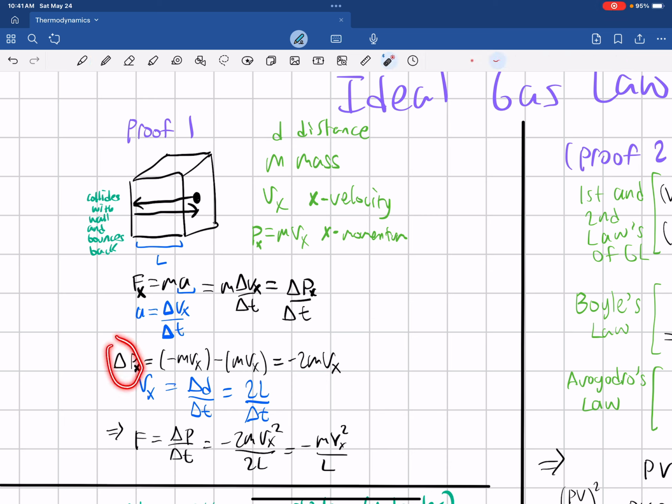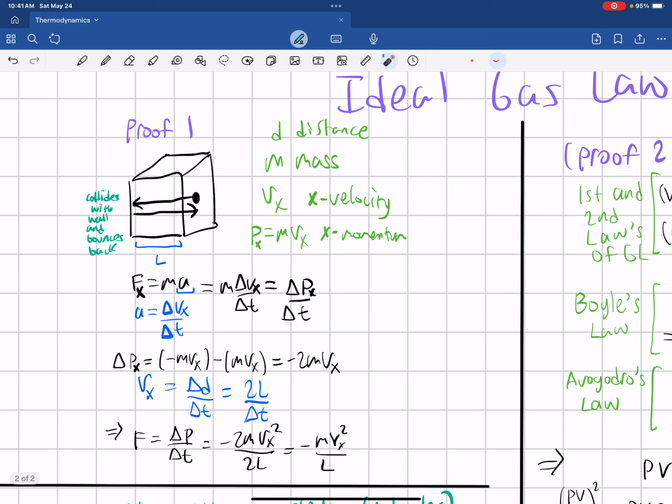And so to figure out what the x momentum is, we give it two momentums. One is when it's going this way, it has a negative velocity x, so negative mvx. And on the way back, it's positive mvx. And we know that delta of p is equal to p2 minus p1. So that's why we have the minus here. Then we get negative 2 mvx.